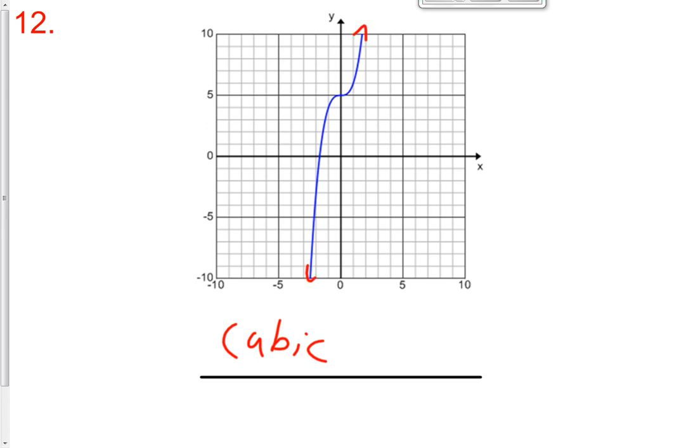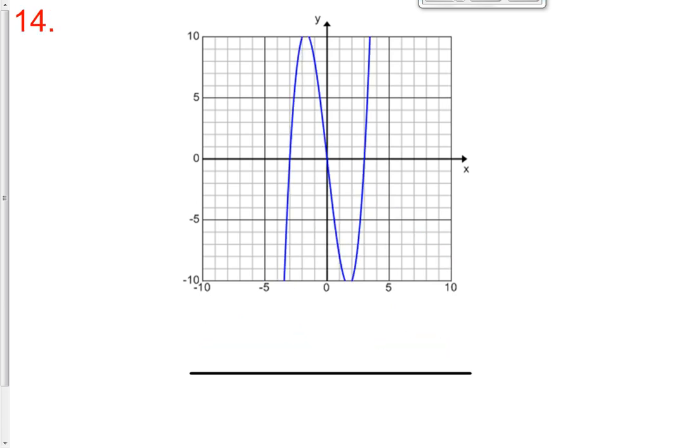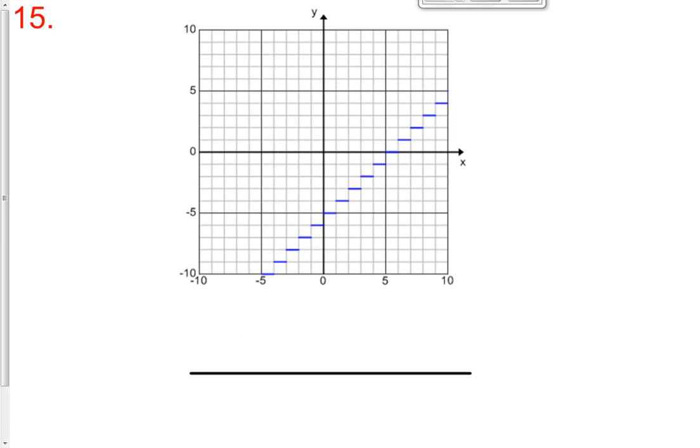And you know it's not linear. When it kind of flattens out here a little bit, those are going to be our cubic functions. So that's number 12. Number 13, the V function, or the upside down V, is the absolute value. So that's what you should have for number 13. Number 14 is cubic. Number 15 is our greatest integer.